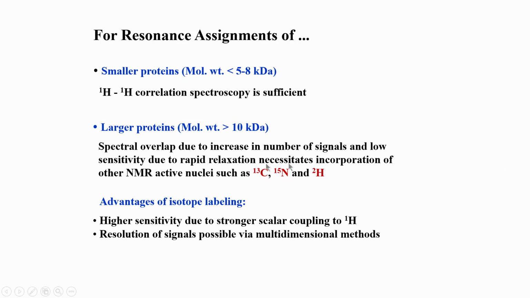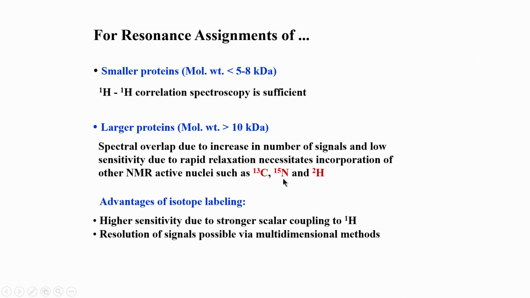And what are the advantages once we label these isotopes within the protein? The advantages are these two written here. One is a higher sensitivity. From where does higher sensitivity come? It comes because we have very strong coupling to proton. So, remember carbon proton coupling is how much? It is typically about 140 hertz, which we saw in the 3D NMR part.